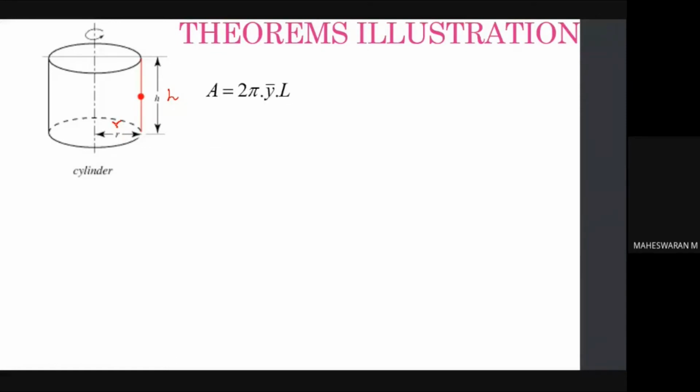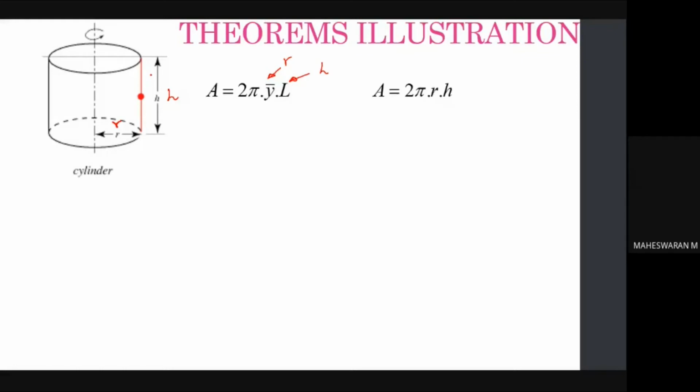According to the formula, Pappus-Guldinus theorem 1, if you want to identify surface area, it is 2 pi y bar into L. So what is my y bar here? y bar is nothing but R, and my L is nothing but H, the length of my line. Which means my area is 2 pi R H, the surface area of my cylinder. This is what theorem 1 states.